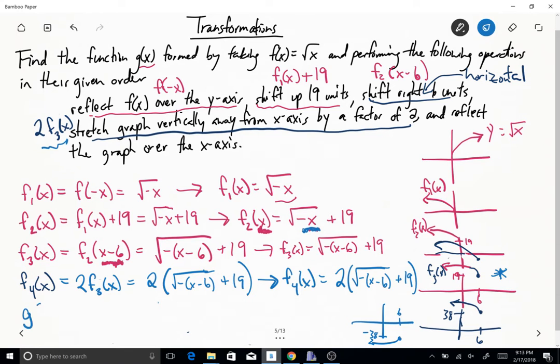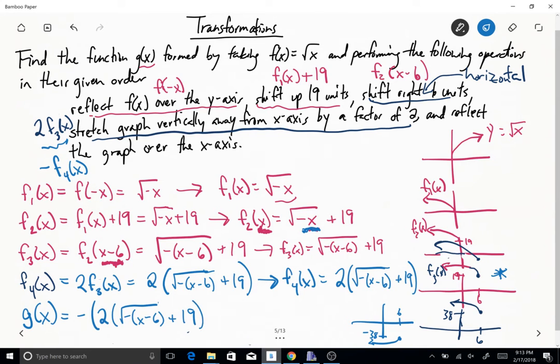So now this final one, what's so important is it's g of x. And how do we reflect the graph over the x-axis? Well, you take the previous graph and you just put a negative on the outside, so negative f sub 4 of x. So this thing becomes negative, and then you have the 2, and I'll put it in parentheses. You don't need it because you can distribute it, but just so you can get the gist of what happens in general. Negative, and then we have the quantity 2 times the square root of negative the quantity x minus 6, and then plus 19.